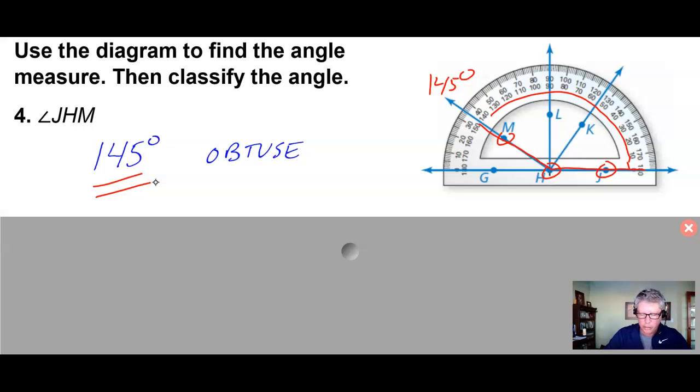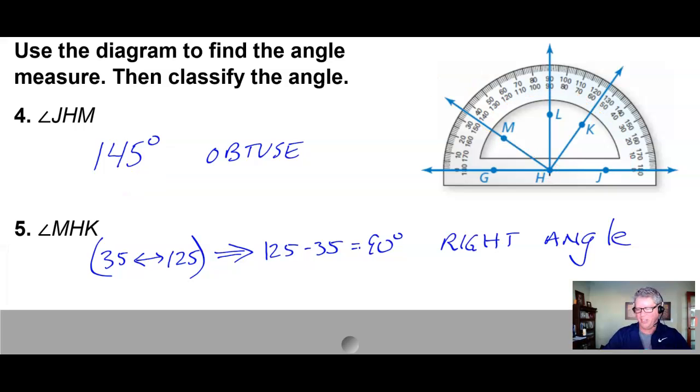All right, why don't you try this one? Oops. Okay, I already gave it to you. MHK. You can do that a couple different ways. As long as you're consistent, you can go from the left or the right. Maybe we'll go this way this time. So there, I see that's at 35. And if we continue on to here, we get 125. So 35 to 125. Just find the difference between those two. We subtract it and we get 90 degrees. Oh, that's pretty cool. That is a 90-degree angle.